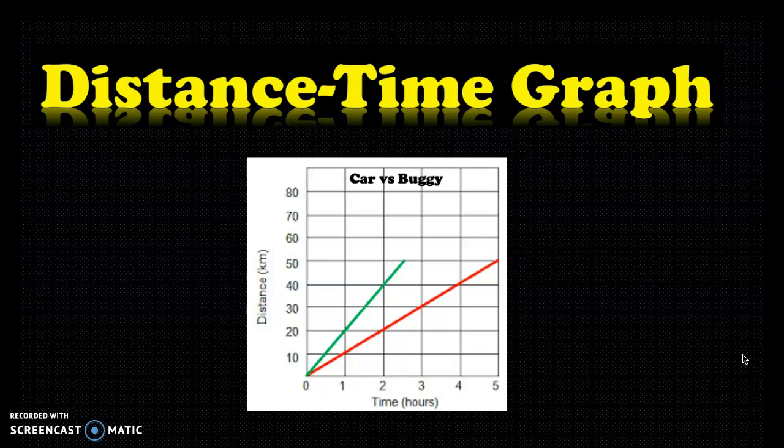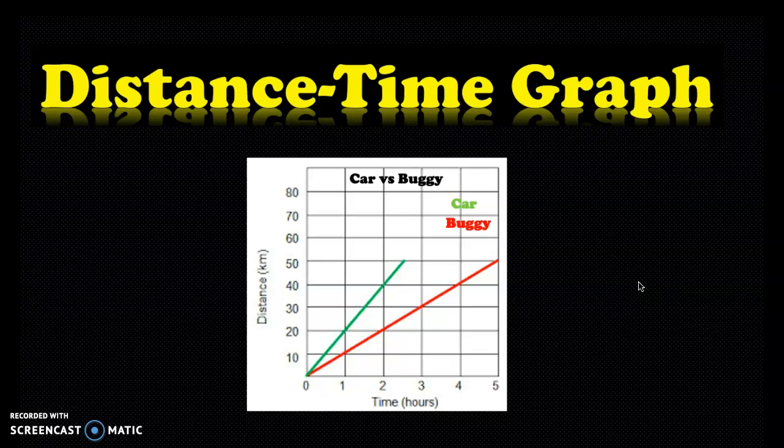Here is an example of a distance time graph. In this case, the time is our independent variable and distance is our dependent variable. In other words, how far you go depends on how long you have been traveling. In this particular case, we are comparing a car and a buggy. You can see that we have a line for the car and a line for the buggy. The green line represents the car, the red line representing the buggy.